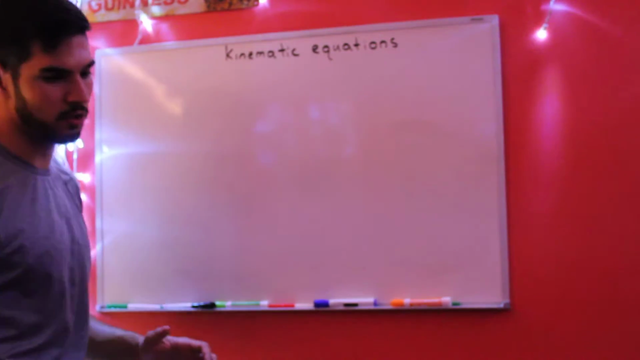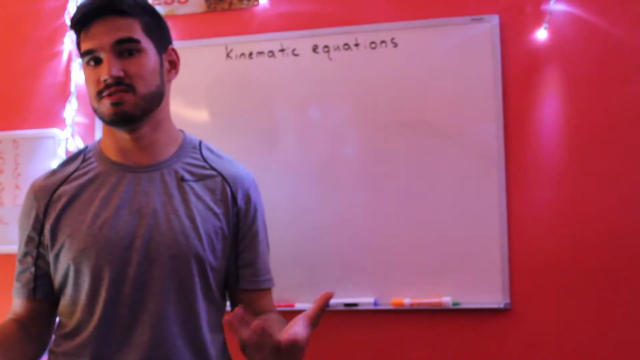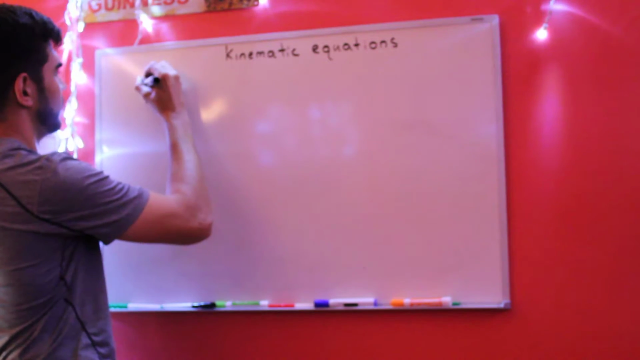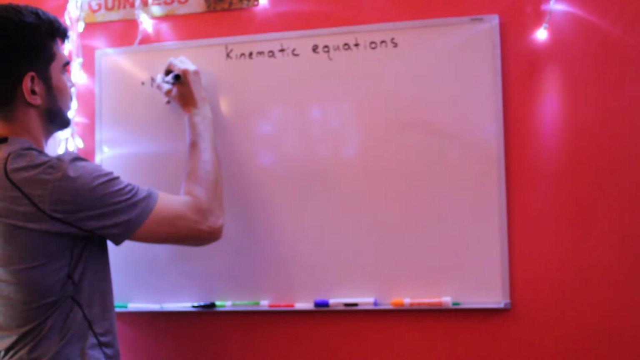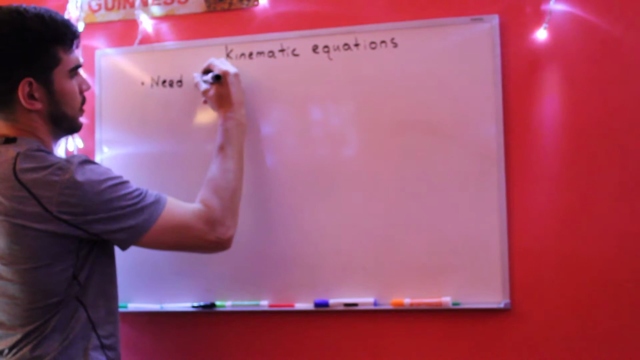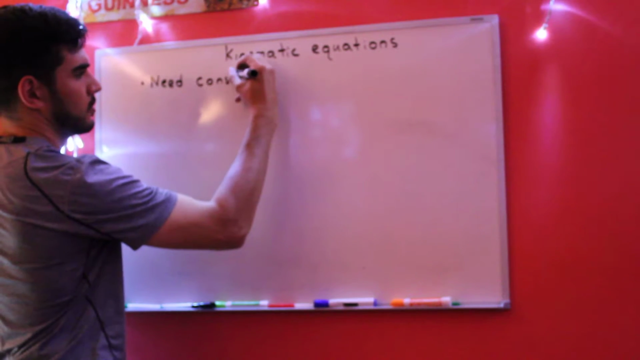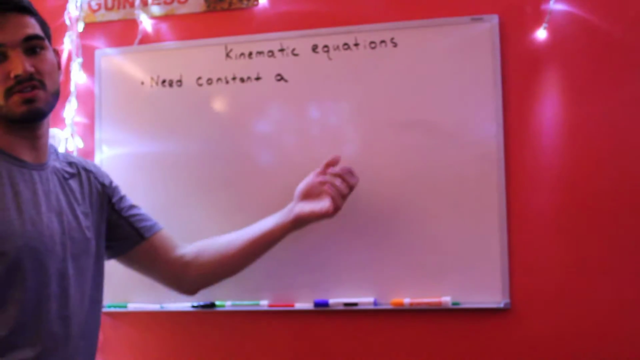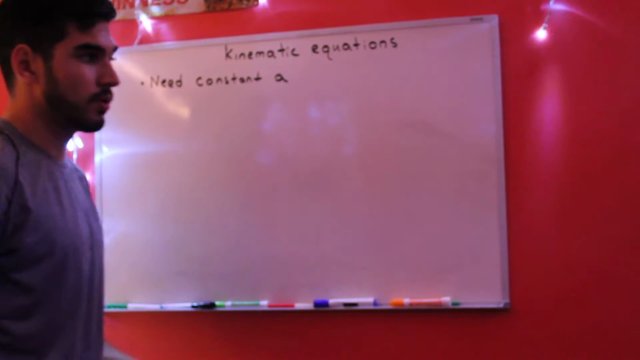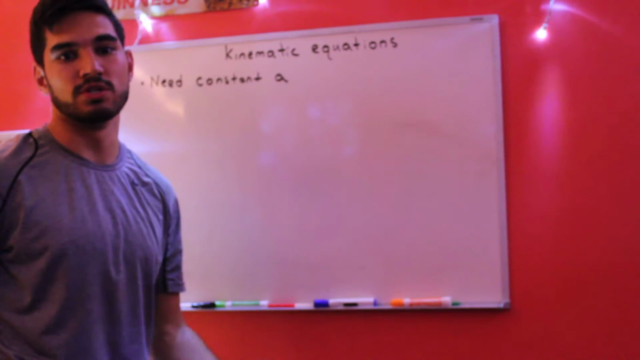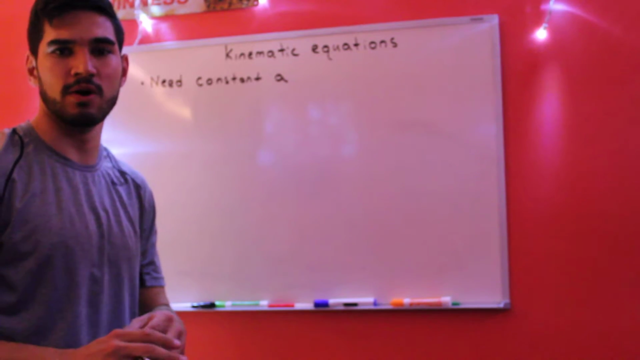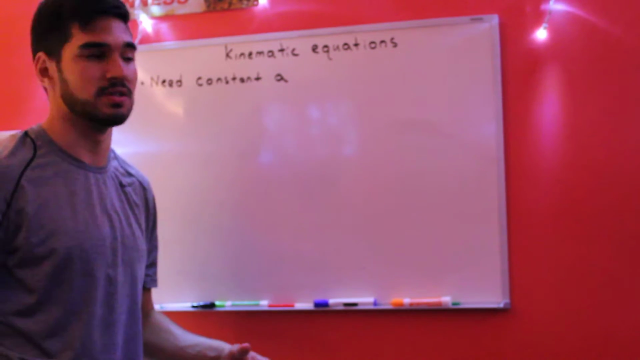So, our kinematic equations are equations we can use when we have constant acceleration. So I'll put right here, need constant A, meaning I need constant acceleration. Now, we have these four equations that we can use in pretty much any situation with constant acceleration.